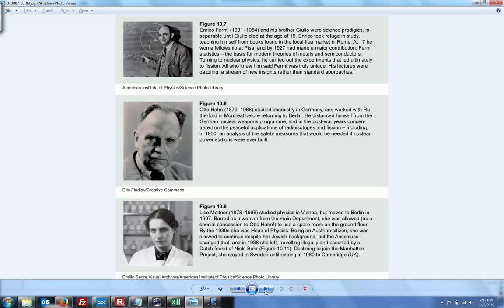Otto Hahn, again, was sort of born at the right time to be studying this kind of thing. He started out with chemistry in Germany and worked with Rutherford. Rutherford is mentioned here as well.